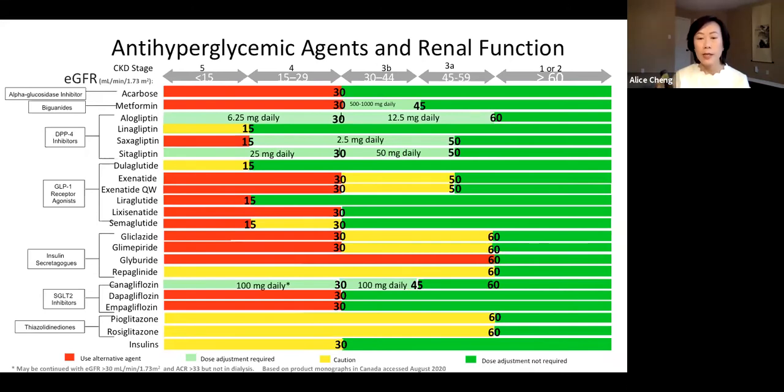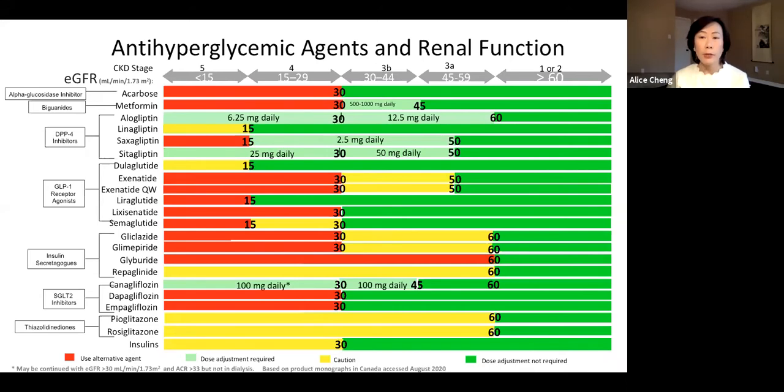The color scheme is that the dark green represents go ahead, use it, don't worry about it. The lighter green represents go ahead and use it, don't worry about it, but you may just need to adjust the dose, but you can safely use it. The yellow represents go ahead and use it, but use it carefully because there's something you need to be mindful of, be it hypoglycemia risk, be it some other risk. And then red means don't use it, use something else. So that's what the color scheme is depicting.